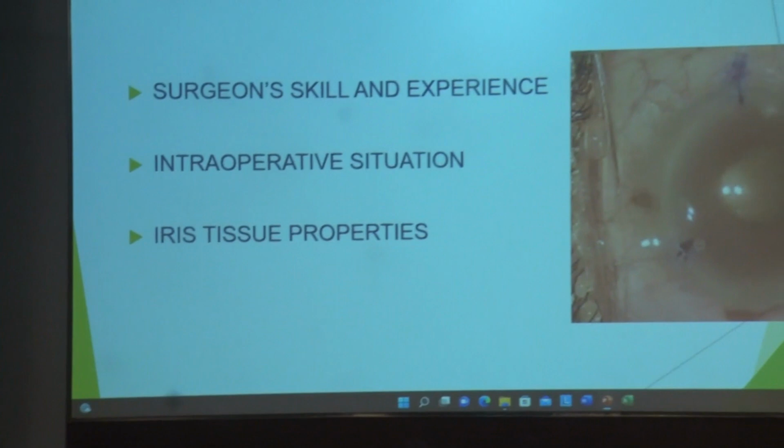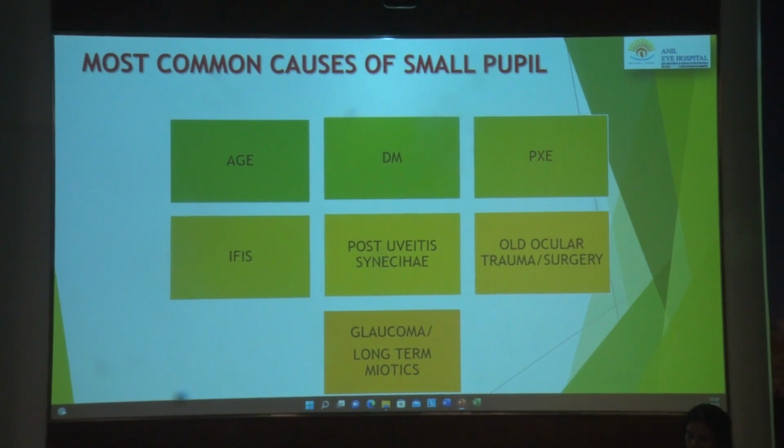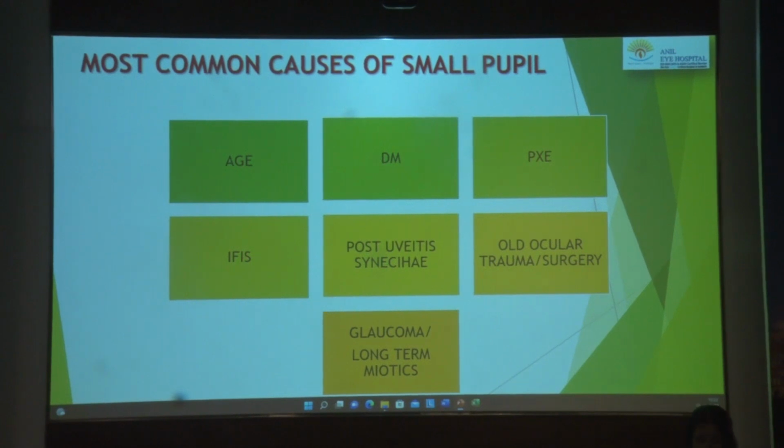So when you talk about small pupil, how small is actually very relative, and it all depends on the surgeon's skill, his expertise, the experience that he has gained over the last so many years, the intraoperative situation and the iris tissue properties. Most importantly, in the OPD, we need to look out for these patients in our routine cataract patients, for the common causes of small pupil. It could be just senile, it could be a diabetic patient, pseudoexfoliation, because there are so many things associated with it. An IFIS patient, so you need to ask for history, a post-uveitis patient, or a patient of angle closure glaucoma, probably who has been on long-term miotics.